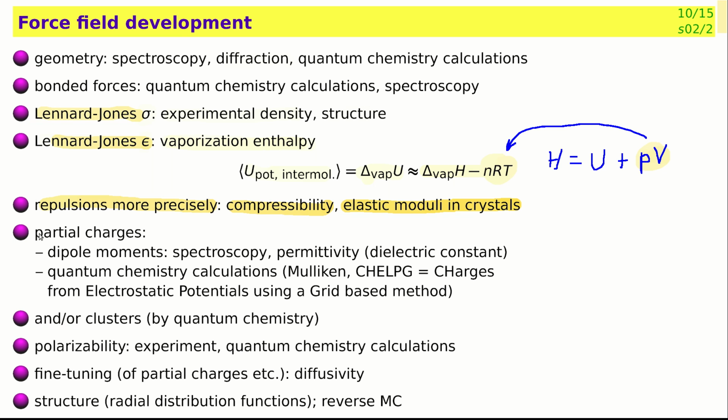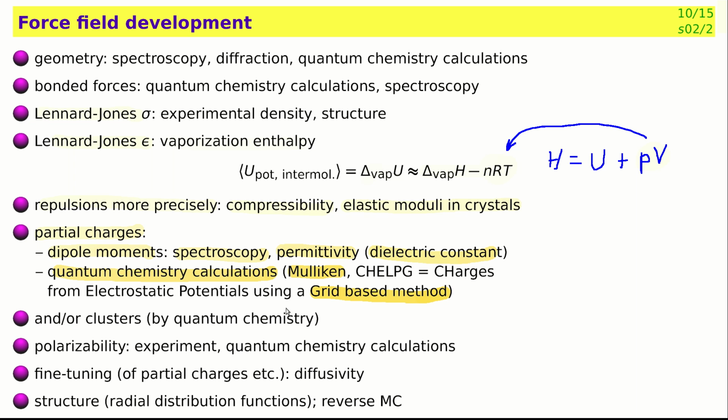What is very important, especially in simulations of biological systems, are partial charges. We can get them for small molecules from spectroscopy, from the properties of liquid, from the permittivity or the dielectric constant, or from quantum chemistry calculations. In the quantum chemistry calculations, we have several types of point charges estimated. Usually the Mulliken charges aren't so good, and the method of first choice are grid-based methods.